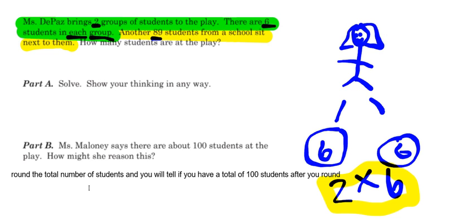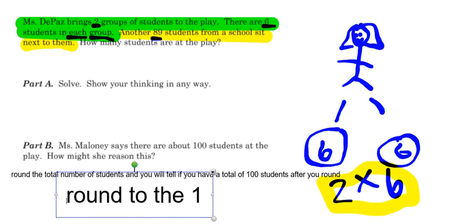You're going to round the total for part A, 2 times 6 plus 89, and you're going to see if, when you round it, you get 100 as a result. Remember, you're rounding to the nearest 100. Round to the hundreds, okay? Keep that in mind. And that is all you need to do for today, guys.